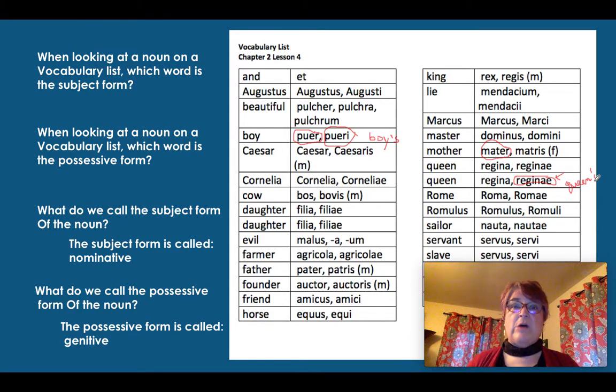You are now, since you understand which form is the subject and which form is showing possession, able to write sentences with just a vocabulary list that contain a subject, a form of the verb to be, a predicate noun, and even a possessive noun. We'll take a look at some examples of that a bit later.